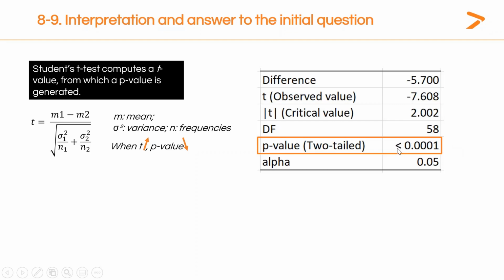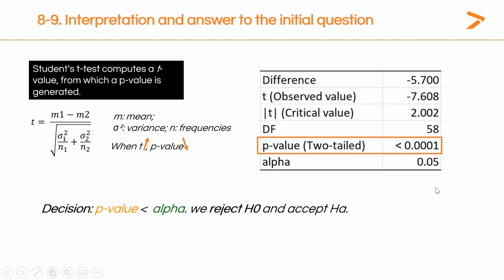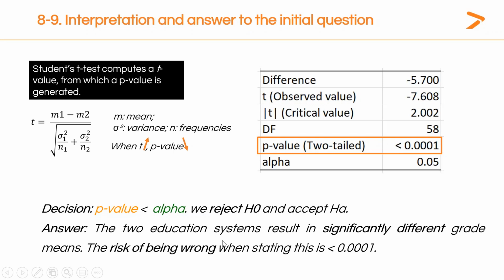So here my p-value is very low compared to alpha. So we can reject H0 and accept HA and answer the question. The 2 education systems result in significantly different grade means, and the risk of being wrong when stating this is lower than 0.0001. So this is the way the Student's 2 sample t-test works. I won't get into the details of this formula.